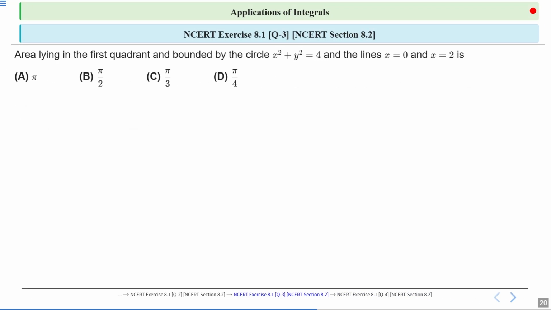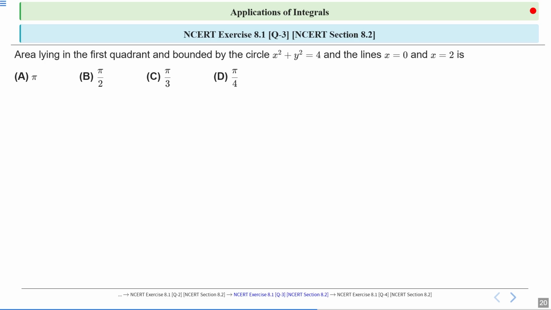Okay. Question number 3 is, area lying in the first quadrant and bounded by the circle x square plus y square is equal to 4 and the lines x equal to 0 and x equal to 2 is, either option A, B, C or D. So here in this question we have three things. First, the circle x square plus y square is equal to 4 and the lines x equal to 0 and x equal to 2. So at first draw all three graphs.